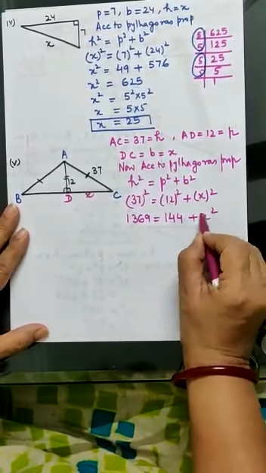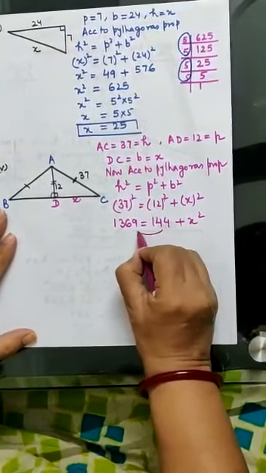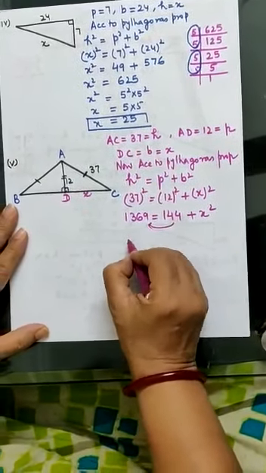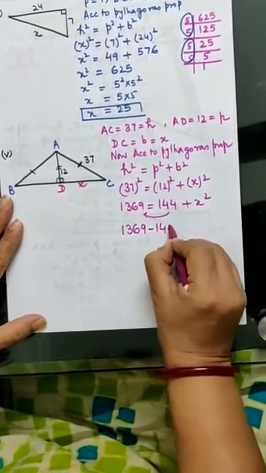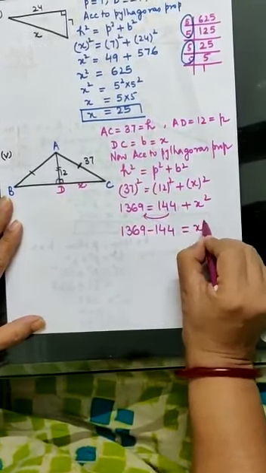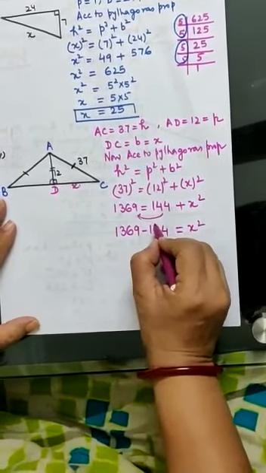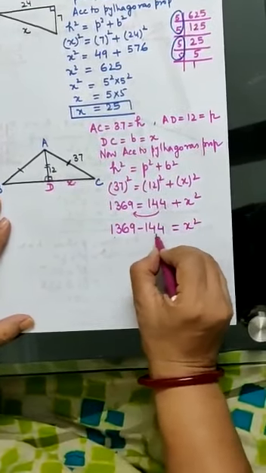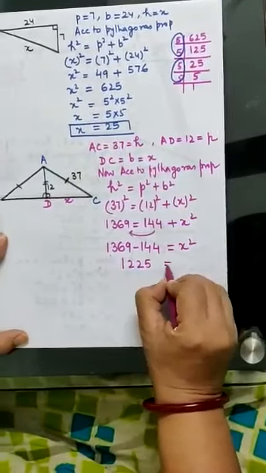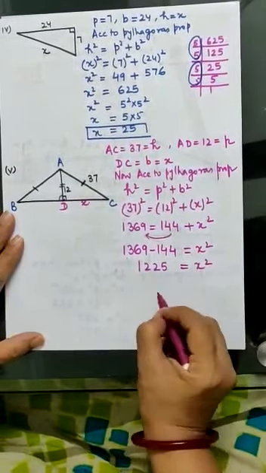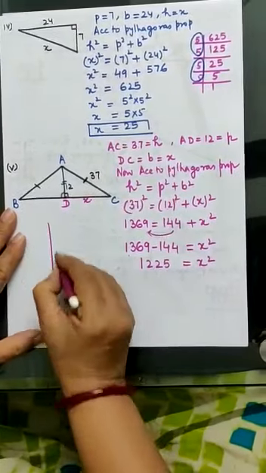Now we have to find the value of X square, so we have to shift this 144 this side. So it becomes 1369 minus 144 is equal to X square. Side changes, sign changes. 1369 minus 144, you get 1225, which is equal to X square. Now let us take the prime factorization of 1225.